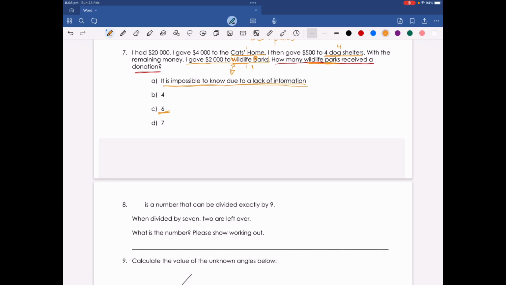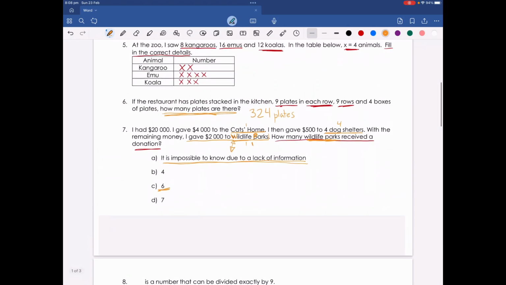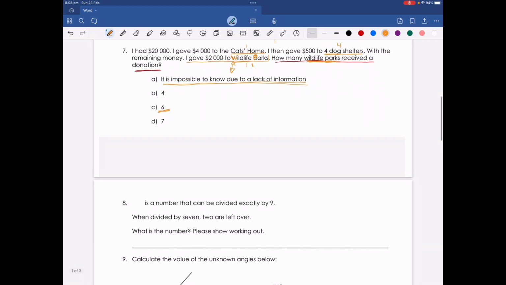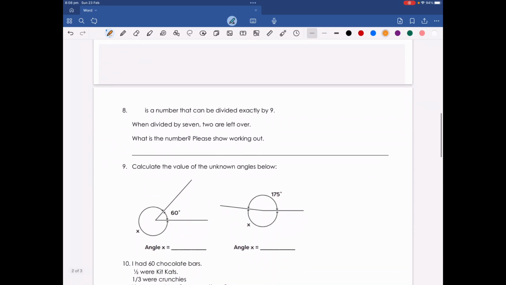So it's a good question. So whoever formulated this question, i.e. your teachers, probably should have made it less ambiguous. All right, let's move on.